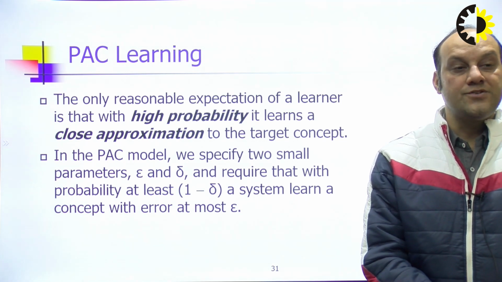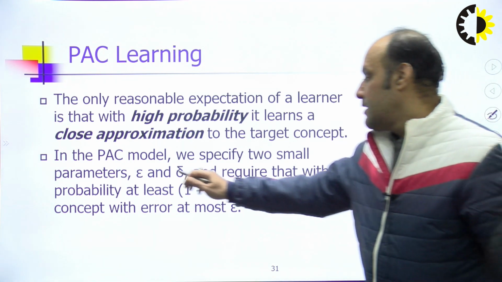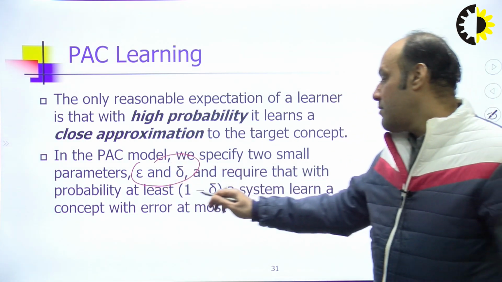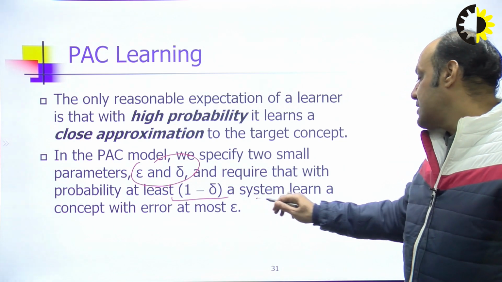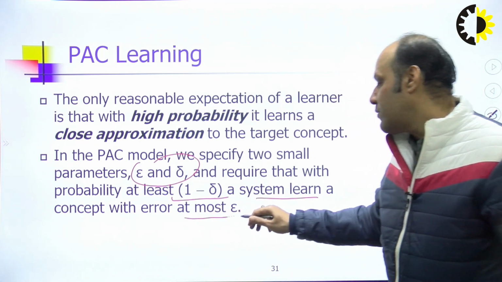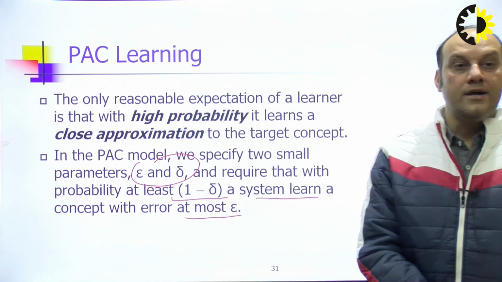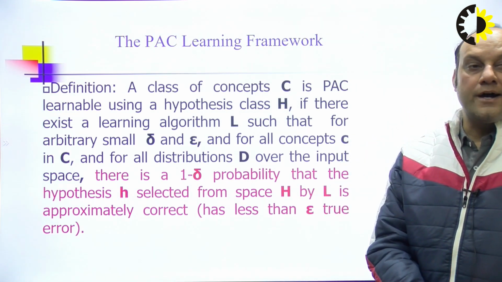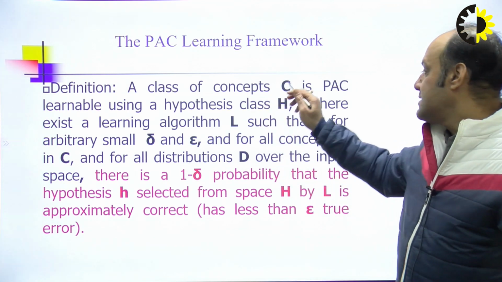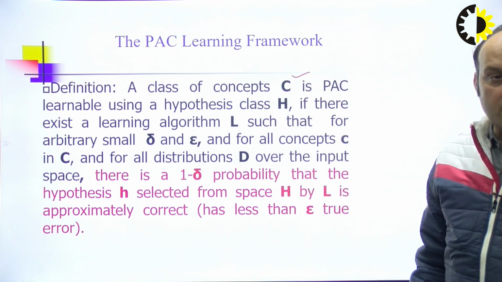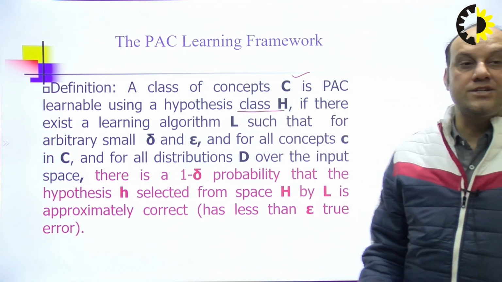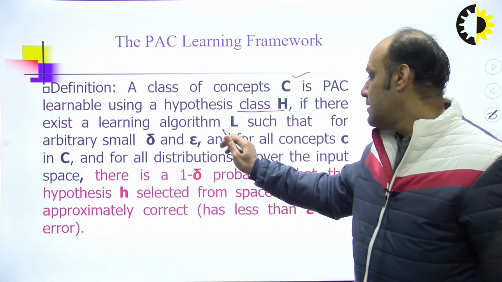Okay, so we specified two small parameters here, epsilon and delta, and require that with probability at least 1 minus delta a system learns a concept with error at most epsilon. So we have defined the PAC learning framework. A class of concepts C is PAC learnable using a hypothesis class H if there exists a learning algorithm L.